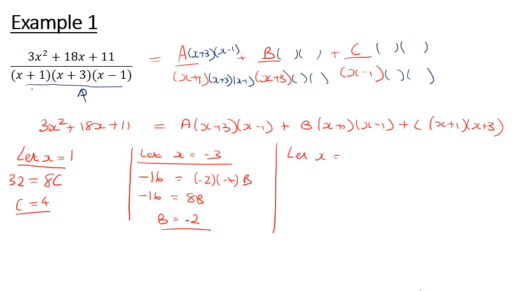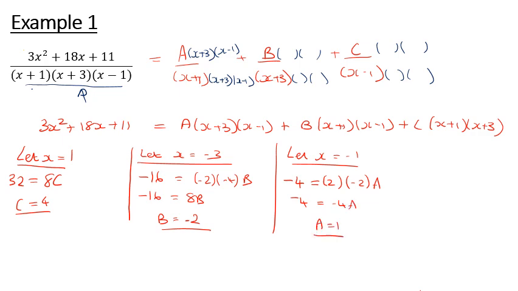Finally, I'm going to let x equal minus 1. So on the left-hand side, 3 times minus 1 squared, add 18 times minus 1, plus 11. This is minus 4. And now, any brackets that say x plus 1 will disappear to 0. So the B part and C parts will disappear, allowing us to concentrate on the A part. Minus 1 plus 3 is 2. And minus 1 take away 1 is minus 2. So this is the number of A's. Minus 4 equals minus 4A, so A is equal to 1.